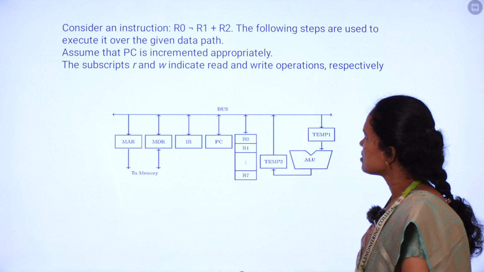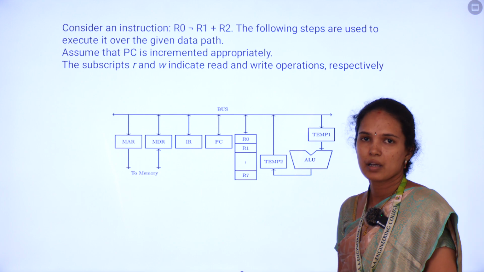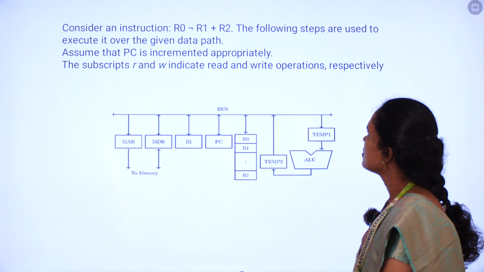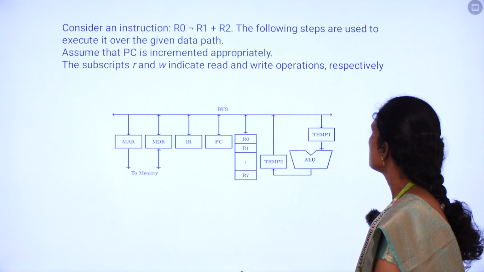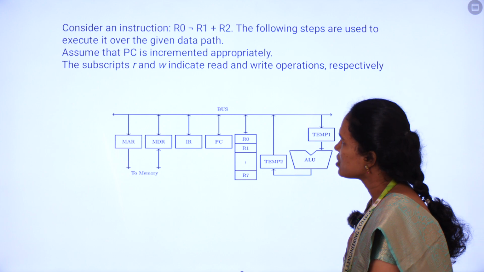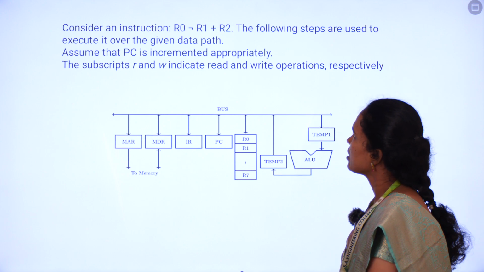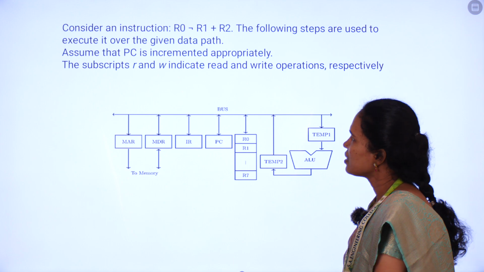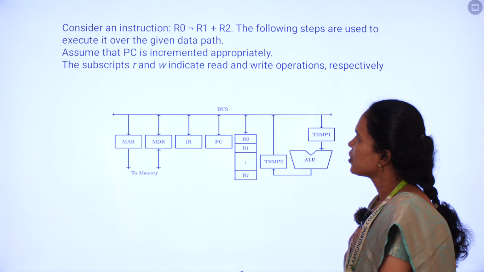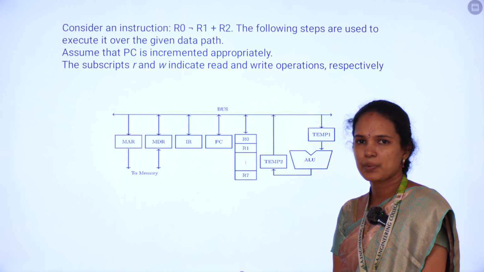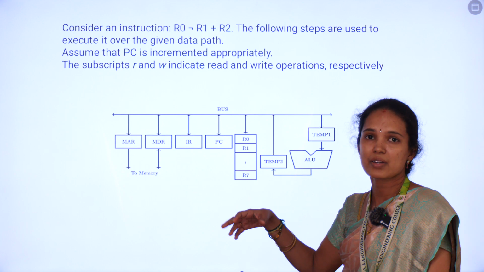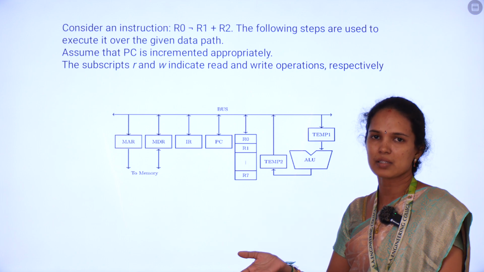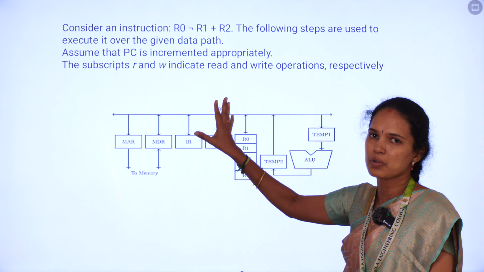So this is a question which was asked in GATE 2020. Consider an instruction R0 equals R1 plus R2. The following steps are used to execute it over the given data path. Assume that PC is nothing but the program counter. What is the purpose of the program counter? It will store the address of the next instruction which is going to be executed next. That address will be stored in the program counter.